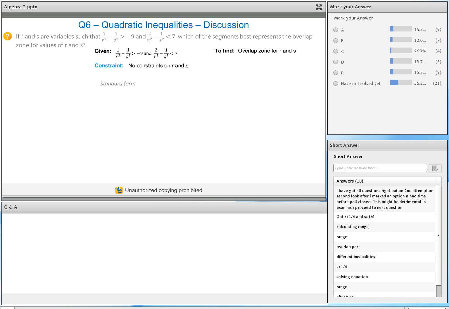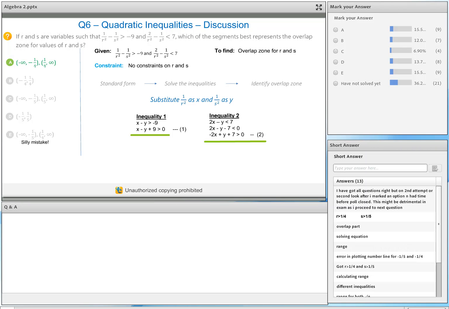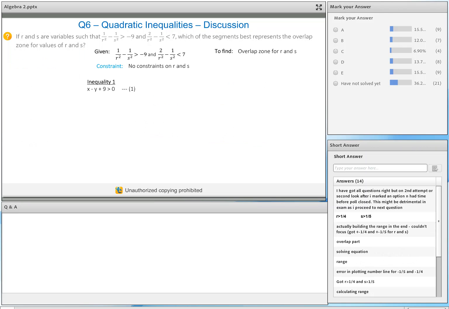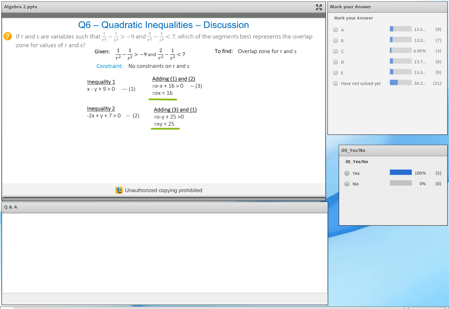So we already talked about the approach here. These are the two inequalities that we got: x minus 4 plus y plus 9 is greater than 0, and this one over here. Now we have to first solve these two inequalities. When we solve them, what we get is x is less than 16 and y is less than 25. How many of you got to this point? Because this was the first step after we came up with the strategy to solve this question. About 87% of those who are responding got to this point.